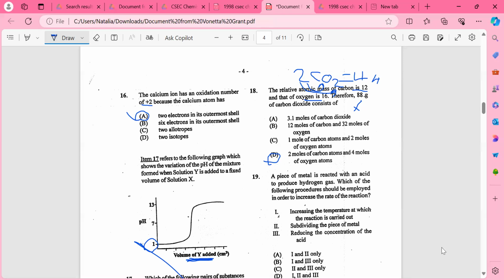Yes. A piece of metal reacts with an acid to produce hydrogen gas. Which of the following procedures should be employed in order to increase the rate of reaction? Increase the temperature at which the reaction is carried out, that is true. Subdividing means we're increasing the surface area, that is true. Reduce the concentration of acid, that will not speed up the rate of reaction, so we're looking for A.